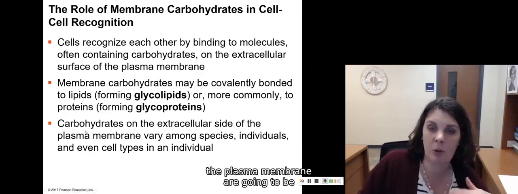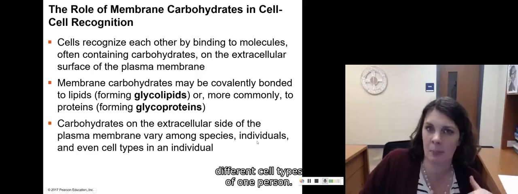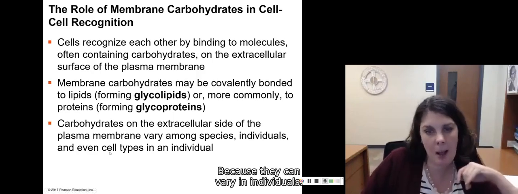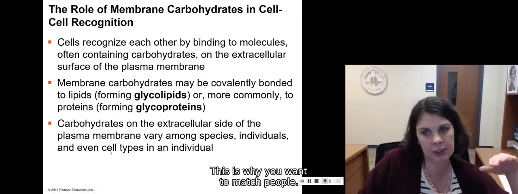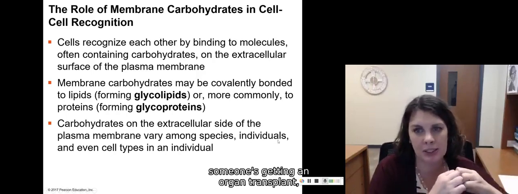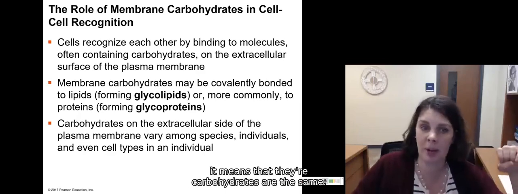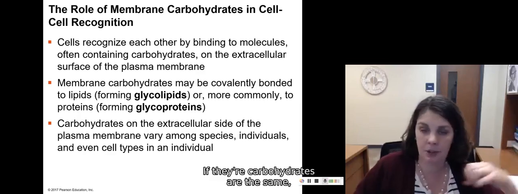Sugars on the extracellular side of the plasma membrane are going to be different between different species. They're going to be different between different individuals, and they're going to be different even in different cell types of one person. Because they can vary in individuals, this is why you want to match people, like when someone's getting an organ transplant, that someone is a match or not. It means that their carbohydrates are the same.